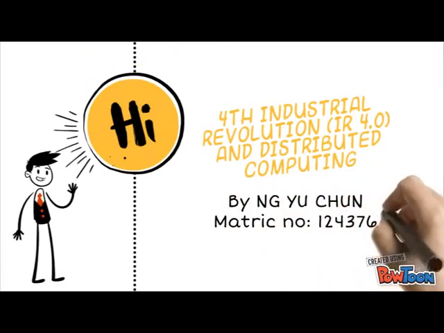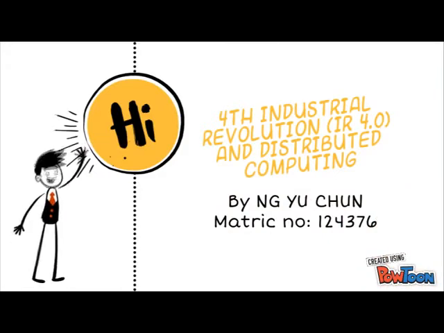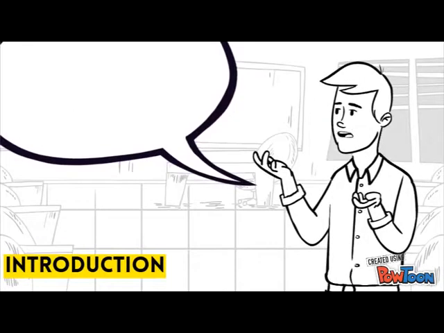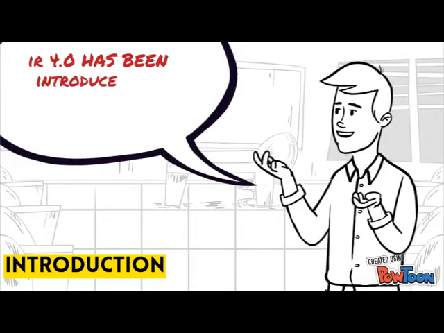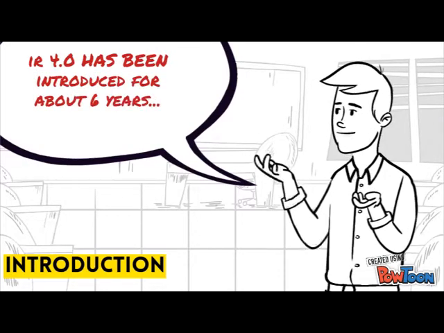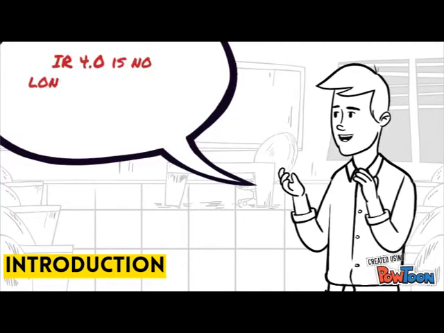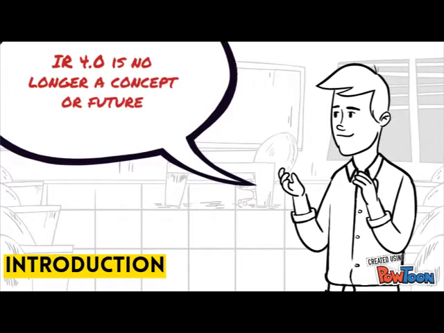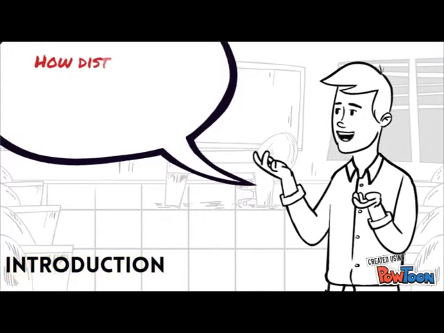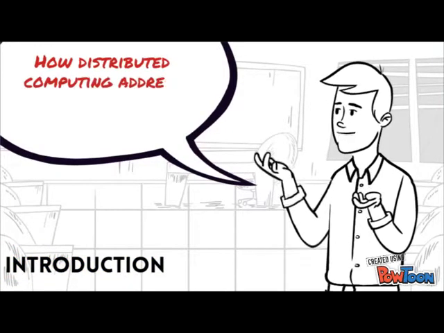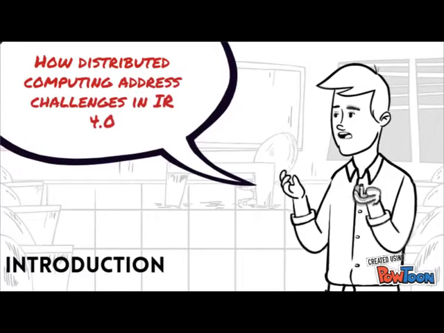Today I'm going to present to you the fourth industrial revolution and distributed computing. The concept of the fourth industrial revolution has been introduced for about 6 years since November 2011. Today, Industrial Revolution 4.0 is no longer a concept or future, as it has been used and advanced in most of the big industry players. So, today I'm going to discuss how we are going to use the concept of distributed computing to address the challenges in the implementation of the fourth industrial revolution.